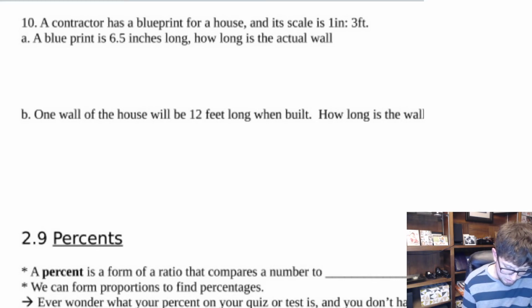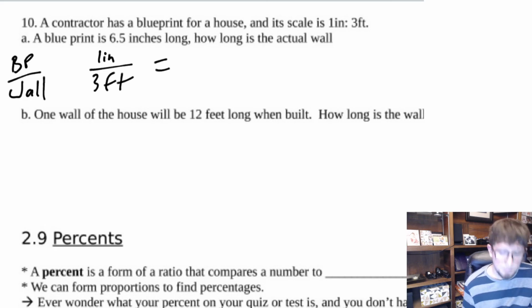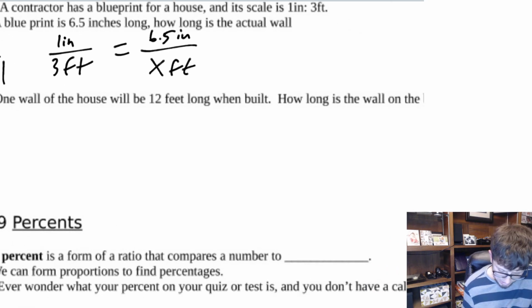So we'll write blueprint on top and wall on bottom. And I know that the scale is 1 inch per 3 feet. So the blueprint is 1 inch and the actual house has 3 feet. I'm going to set that equal to 6.5 inches of a blueprint and x feet for the actual wall. So I can cross multiply here, and I get that x is equal to whatever 6.5 times 3 is, 19.5.